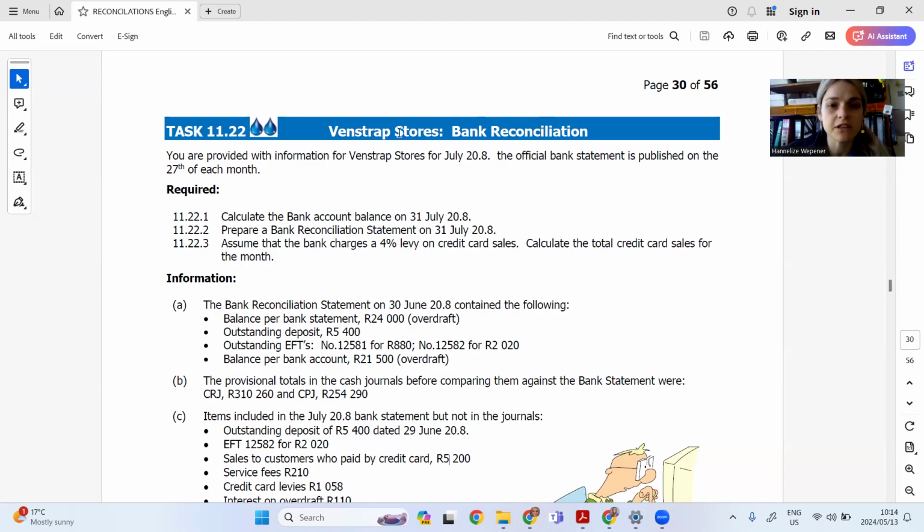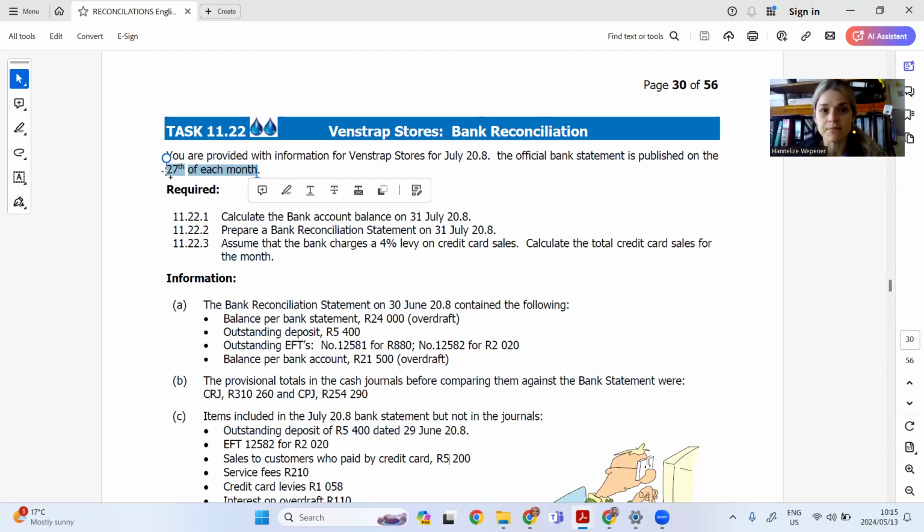So you are provided with the information for July 2018. The bank statement is published on the 27th of each month. So remember, if the bank statement is dated on the 27th and something still happened in your books, so you made a payment or you received money after the 27th, those transactions will be recorded in your books, but will not yet reflect on the bank statement.